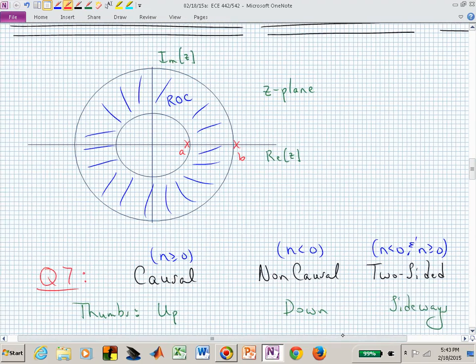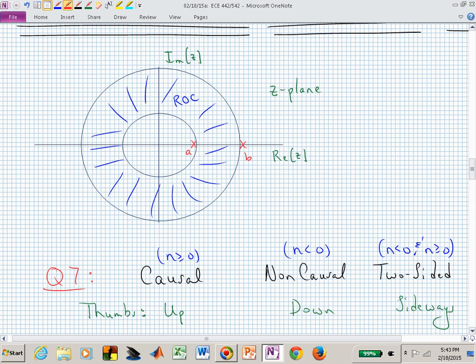Now we have an annular shape for our region of convergence, bounded by 2 poles. We could have more poles less than A and more poles less or greater than B, but we're just worried about those bounding poles. Up, down, or sideways. 1, 2, 3. Annular means we're in both sides, don't we, in terms of our indices. This is now a two-sided sequence.